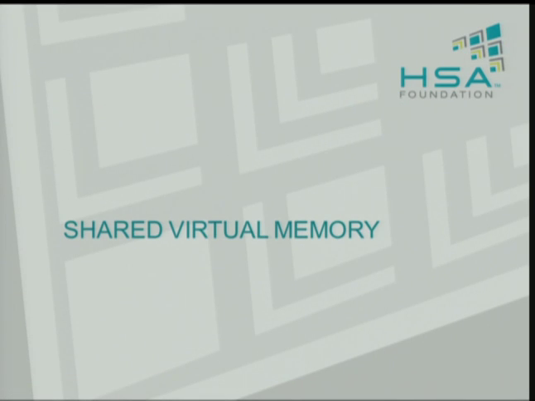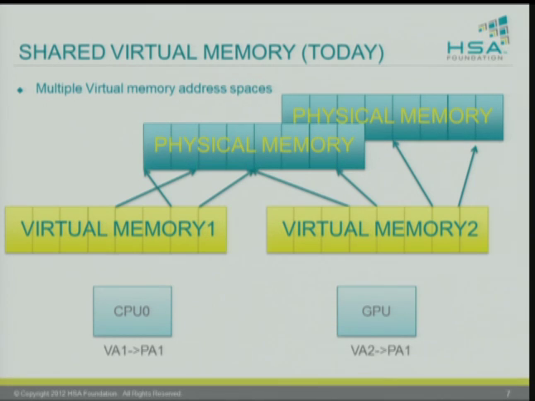So let's talk about the first one, shared virtual memory. This is the state of the world today. We have a CPU here, a GPU here, and both the CPU and the GPU might have their own virtual address spaces. And in the CPU case, while those virtual pages are mapped to physical pages, the GPU might have different virtual addresses mapped to the same physical page, like this case. There also might be another set of physical memory here that's just private to the GPU, that the GPU uses. So this is where things are today.